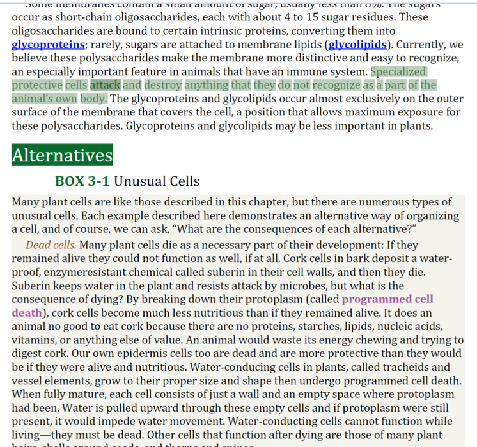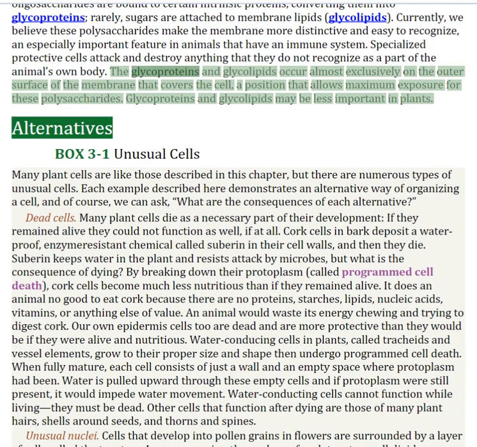Specialized protective cells attack and destroy anything that they do not recognize as a part of the animal's own body. The glycoproteins and glycolipids occur almost exclusively on the outer surface of the membrane that covers the cell, a position that allows maximum exposure for these polysaccharides. Glycoproteins and glycolipids may be less important in plants.